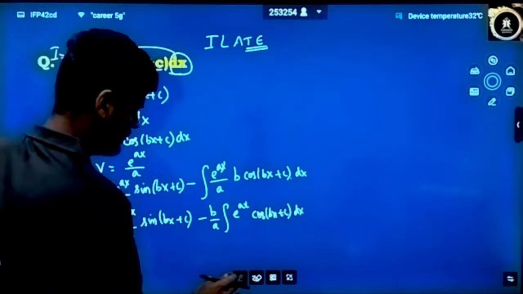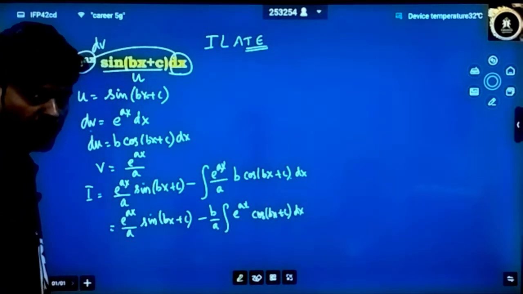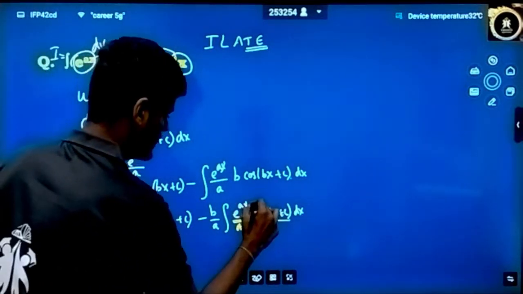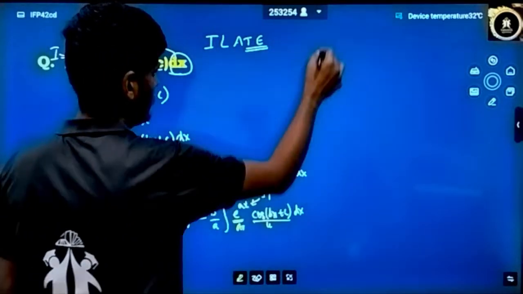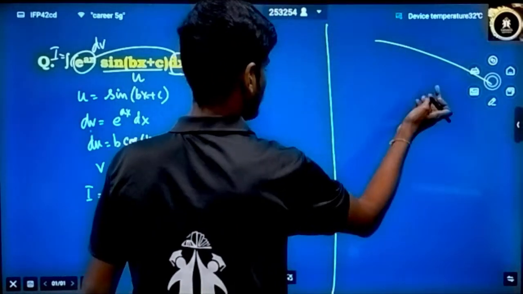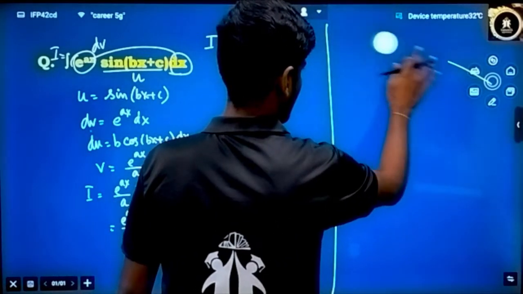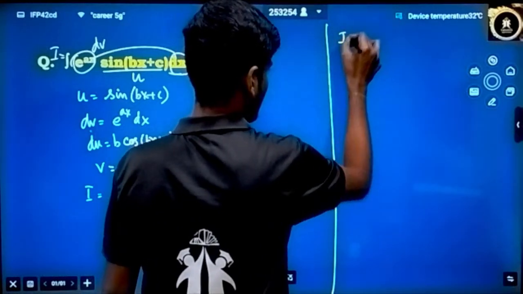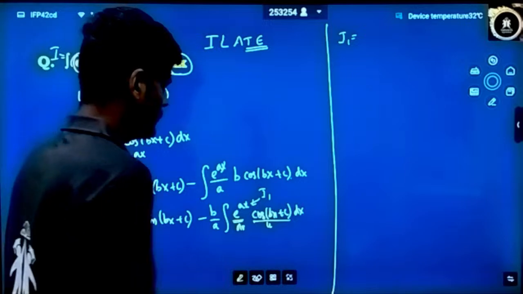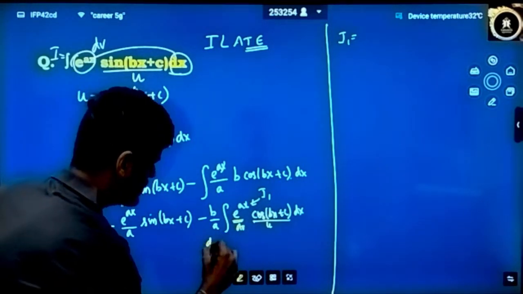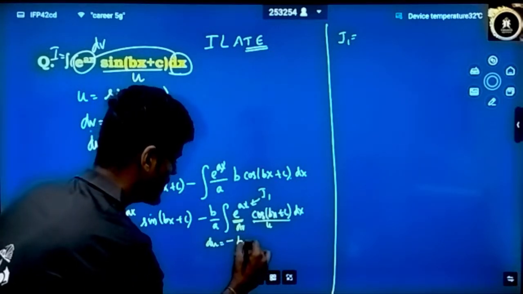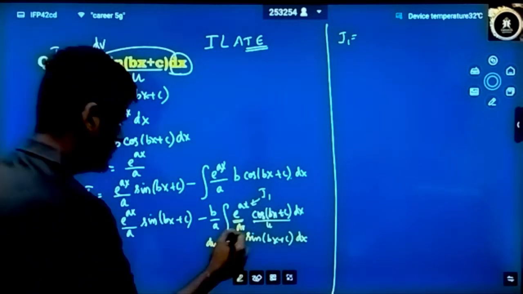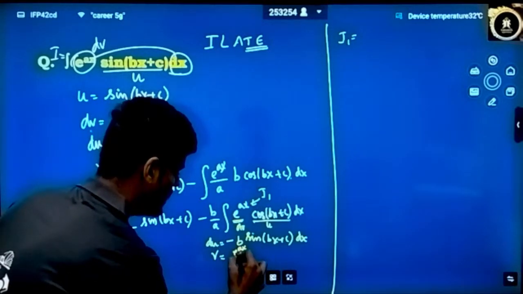Now again we will apply the same formula. This is again e power ax cos bx type. So this function will be dv and this function will be u. That means let's take this as I1. What is the value of I1? We first find u. du will be equal to the differentiation of this, that is minus b sin of bx plus c dx, and v will be equal to e power ax by a.